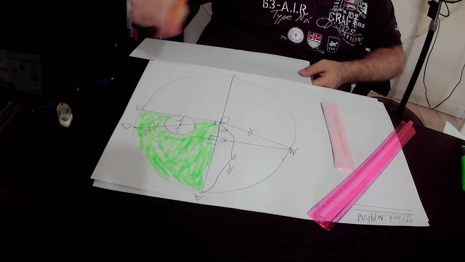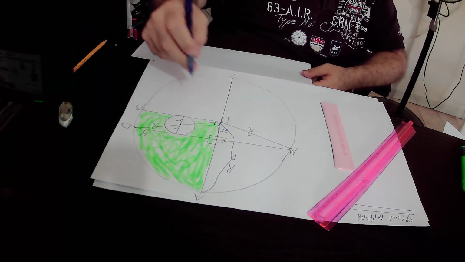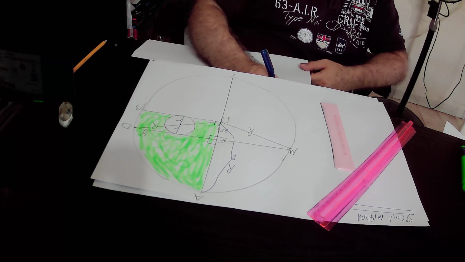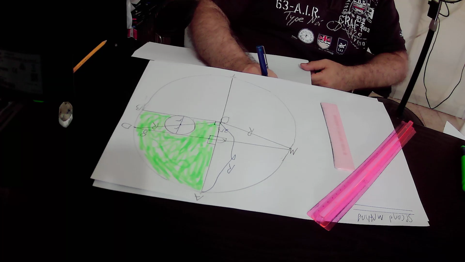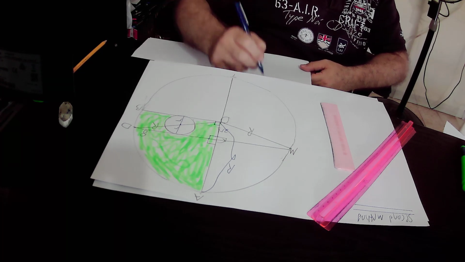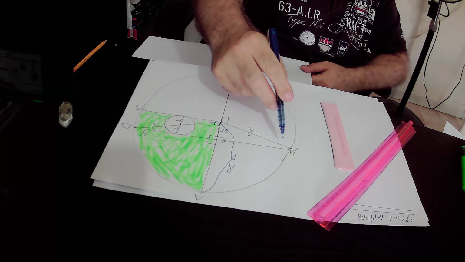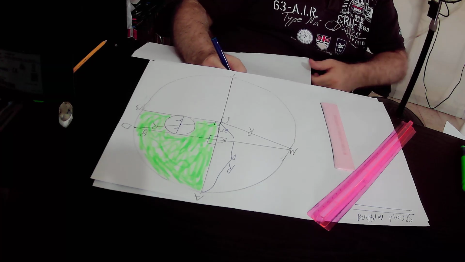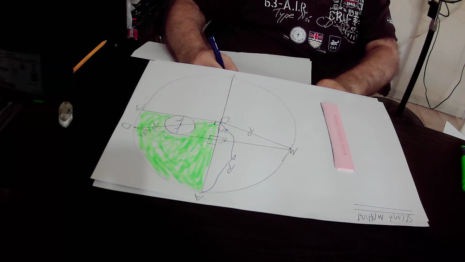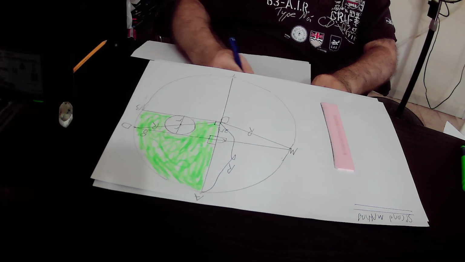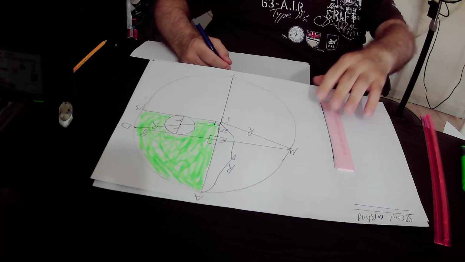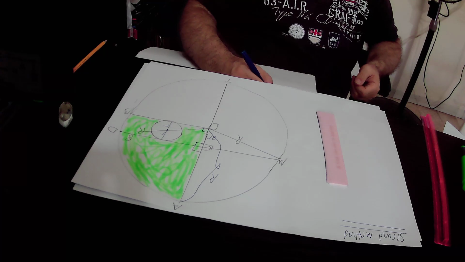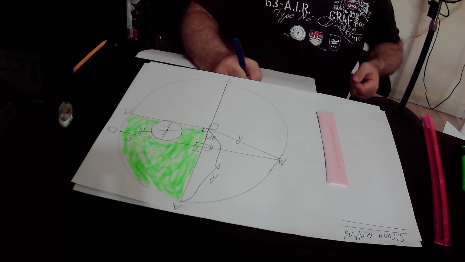Okay, so we'll prove that the right green triangle, triangle CDO, is congruent to the right triangle, triangle MCO. So why are those two right triangles congruent? First of all, CO is a common side that belongs to both triangles, so CO equals CO.